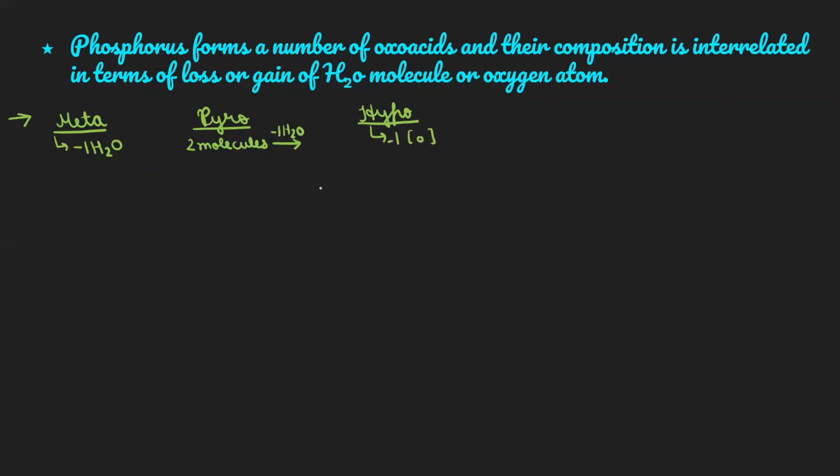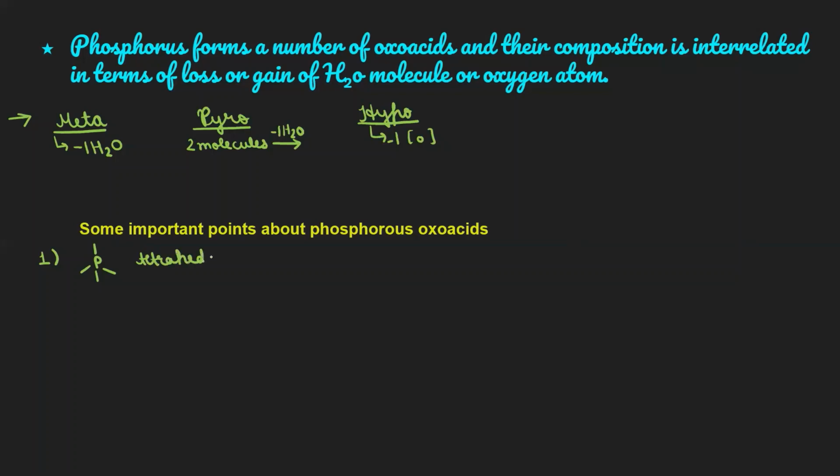Okay, now let us see some important points of the oxoacids of phosphorus. Number one, in oxoacids of phosphorus, phosphorus is surrounded by other atoms in a tetrahedral arrangement. So in our oxoacids, the atoms surrounding the phosphorus are arranged in a tetrahedral arrangement.